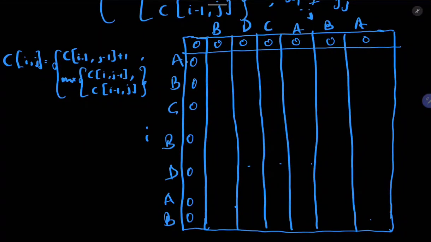So the first consideration here is A and B. A and B are not the same, so we are going to go with this formula. What does this formula say? We want to pick the maximum between these two.